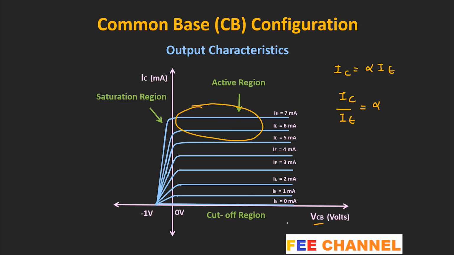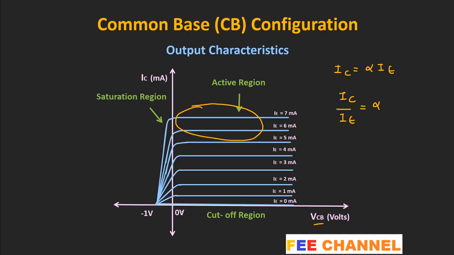So, we can say that in this region of operation, the collector current behaves like a constant current source. And for the fixed value of emitter current, it is almost independent of the collector to base voltage. And in fact, due to this, this region is used for amplification. Because in this region, the collector current only changes with the change in the input current.